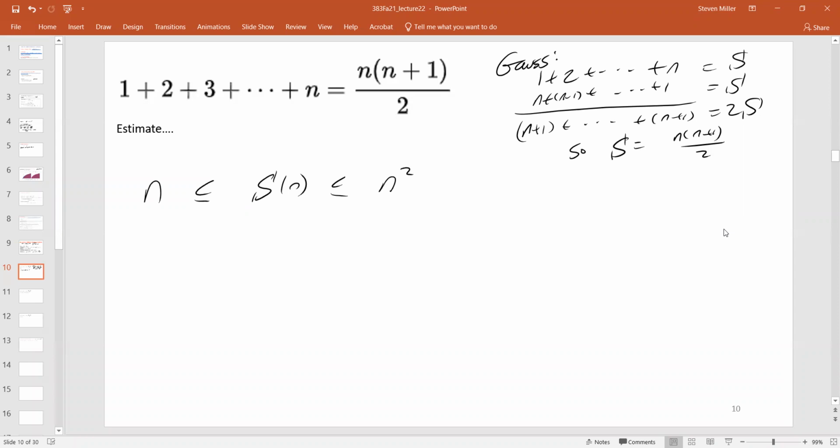Now, given that we know that the answer is n times n plus 1 over 2, we know which of these bounds is better. So if we had to fix one of these bounds, which bound do you think is more important to fix? n. So can somebody give me a better lower bound than n? Okay, why n squared over 2?